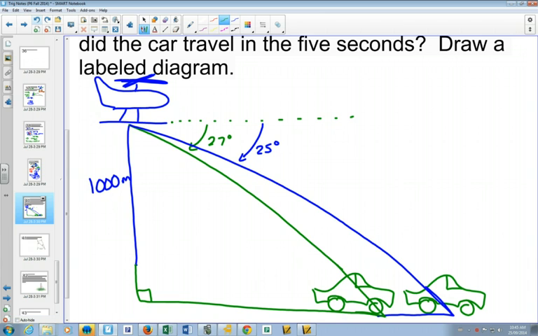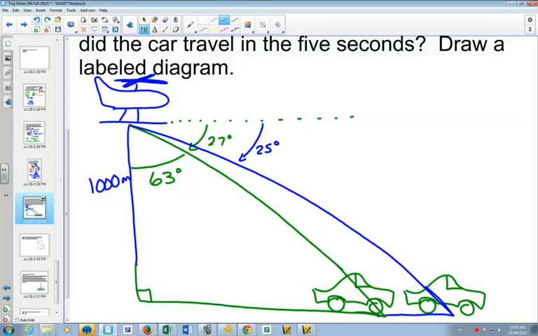Can you see the two right angle triangles? They're hidden again. Yes? There's a green one, which is a smaller one, and the 27 degrees isn't inside the triangle, but I can figure out what this angle is. How would I figure out that angle? Subtract it from 90. Can you see that it'll be 63 degrees?